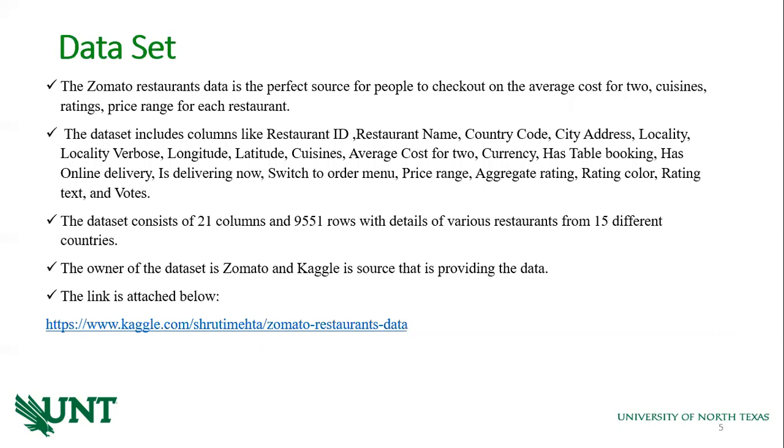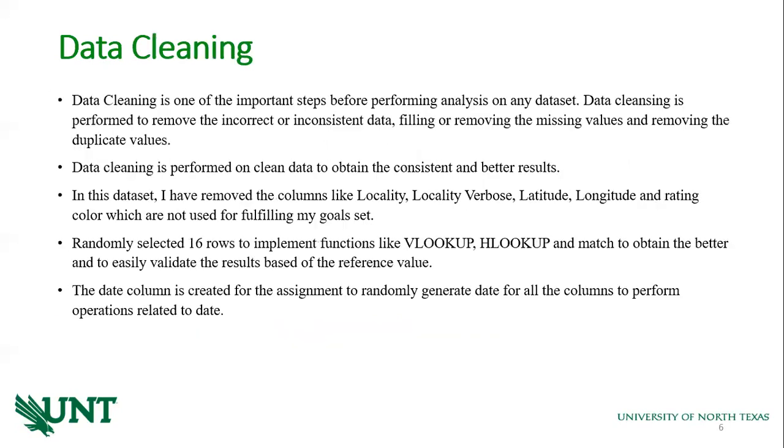Dataset. The Zomato restaurants data is a perfect source for people to check out the average cost of two, cuisines, ratings, and price range for each restaurant. The dataset includes columns like restaurant ID, restaurant name, average cost for two, currency, price range, aggregate rating, rating text, and votes. The dataset consists of 21 columns and 9,551 rows with details of various restaurants from 15 different countries. The owner of the dataset is Zomato, and Kaggle is the source providing the data. The link for the source is attached in the presentation.